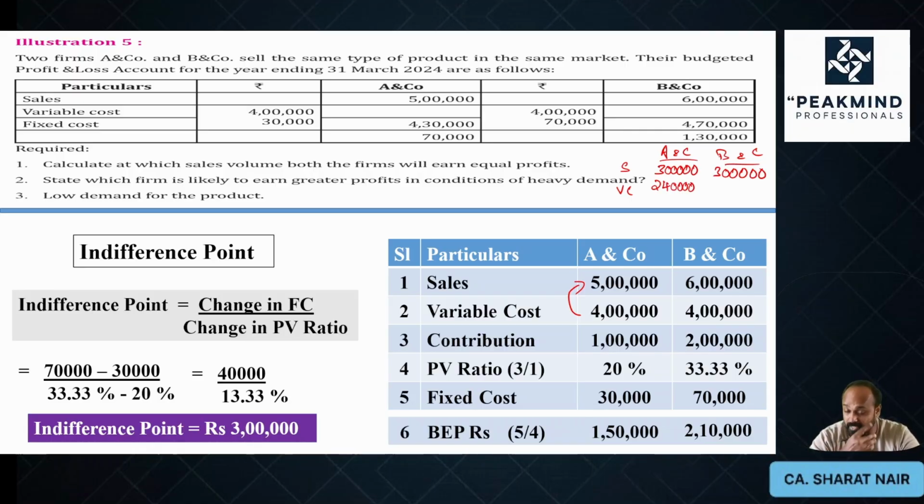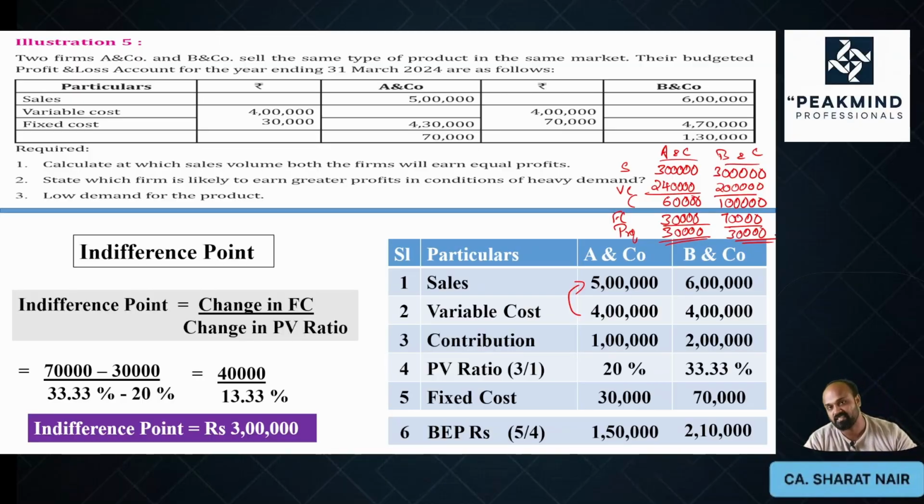Similarly, can I find out for the B company also? So it will be 4 lakh divided by 6 lakh into 3 lakh. So it will be 2 lakh. So balance here it will be 60,000, which will be our contribution. Here it will be 1 lakh. Now let's write fixed cost for A company, it is 30,000. For B company, it is 70,000. So what is my profit? It is 30,000. Here also it is 30,000. Hence it is proved.